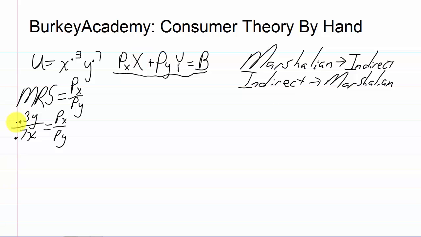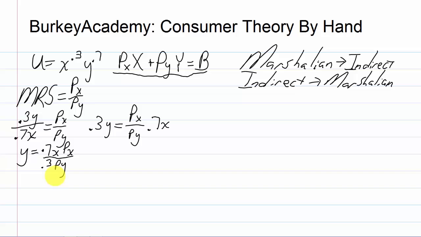So I'll go ahead and say we're going to solve this for y. So we'll say 0.3y equals the price of x over the price of y times 0.7x, and take a minute and solve that for y. I'll pause the video. Okay, I'm just going to leave it like this instead of dividing the 0.7 by the 0.3 because I think all this is going to allow us to do this a little more simply.